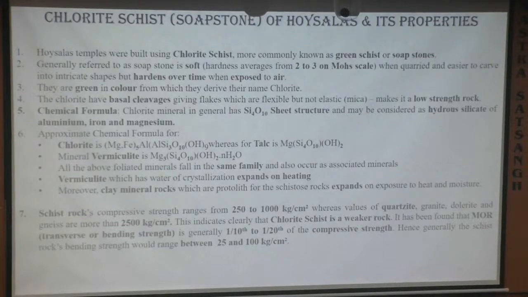And the strength of this rock, what we call chlorite schist, ranges from 250 to 1000 kilograms per square centimeter. Whereas when you talk about the granites, particularly the gneiss and other things, it's 2,500 kilograms or more per square centimeter. So that's the kind of difference you have between the hard rock and the soft rock.